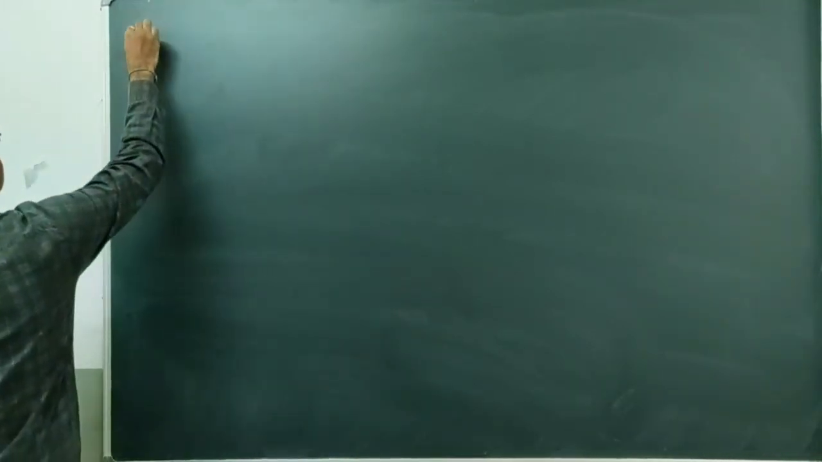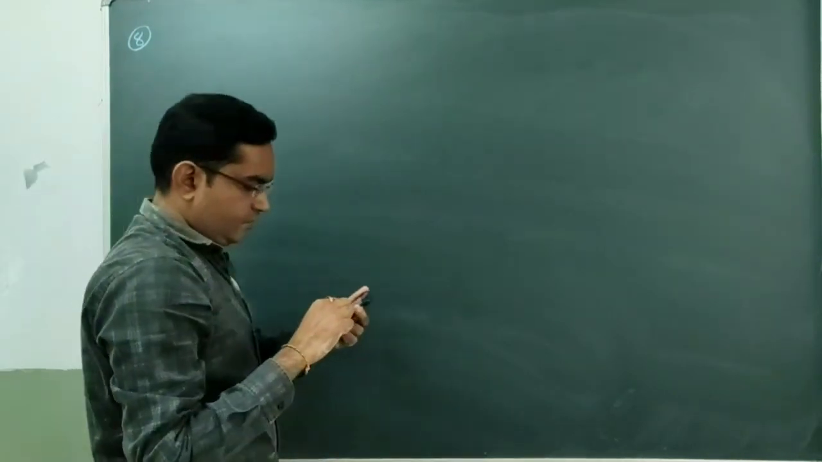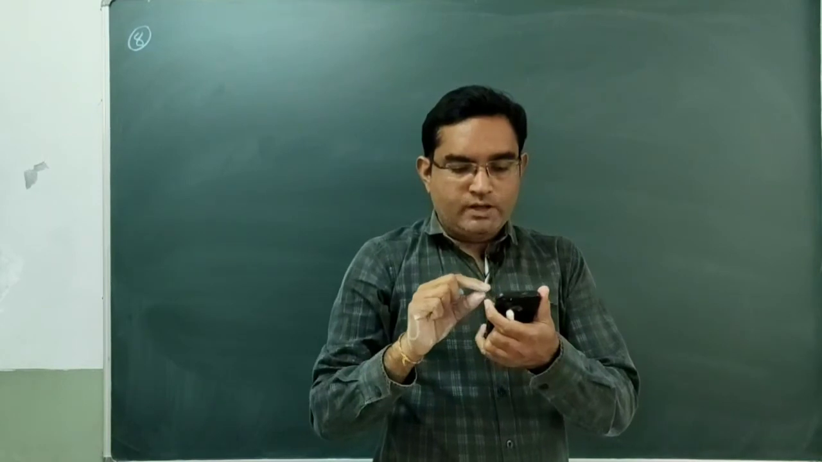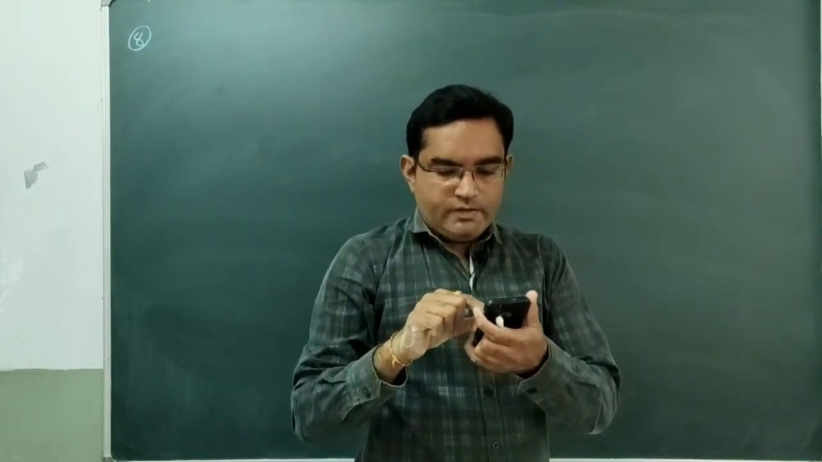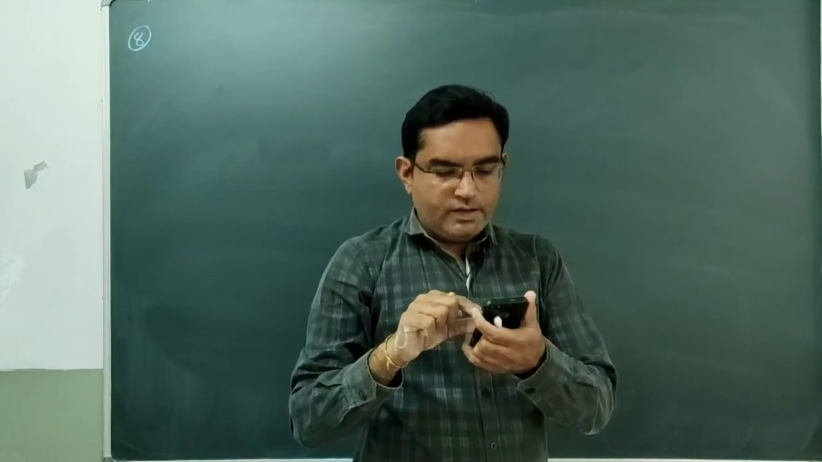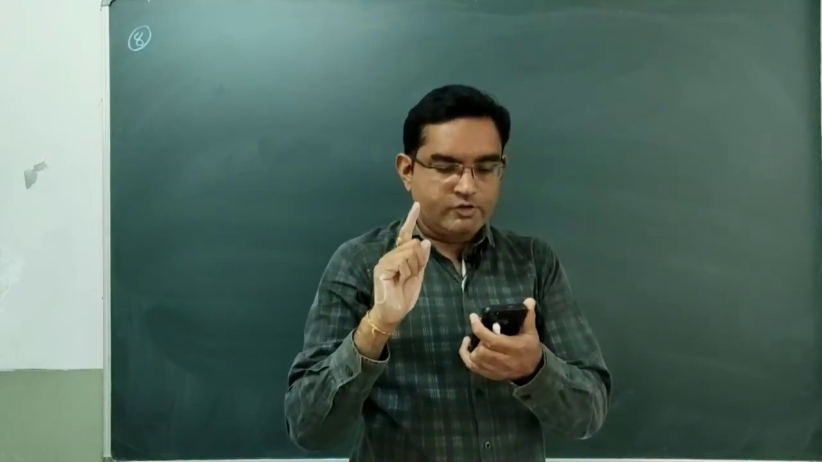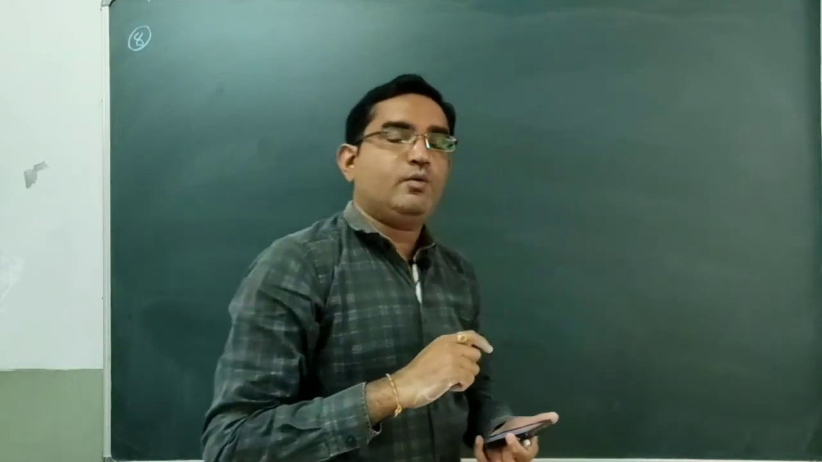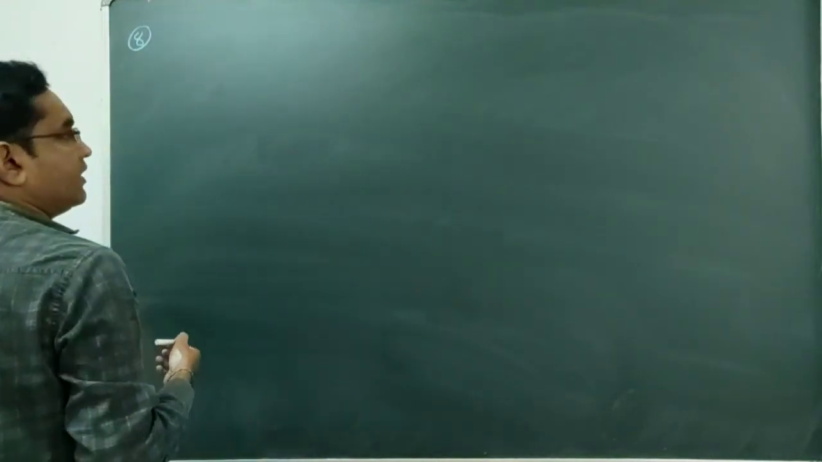Okay, now question number 8. An equilateral triangle is inscribed in the parabola y square equal to 4x, where one vertex of the triangle is at the vertex of the parabola. Find the length of the side of the triangle. An equilateral triangle is given and we have to find the length of its side.